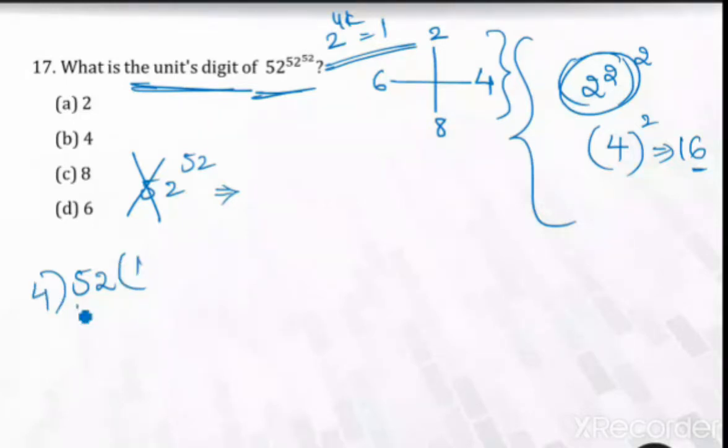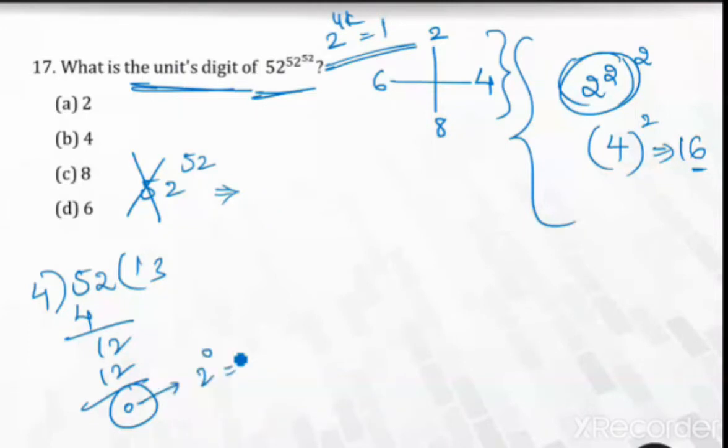Now what is 2 power 0? If the remainder is 0, what will be the unit digit? 2 power 0 is practically 1. That is fine. What about 2 power 4? What will be the unit digit for 2 power 4? 6. Yes, 2 power 4 is 6.